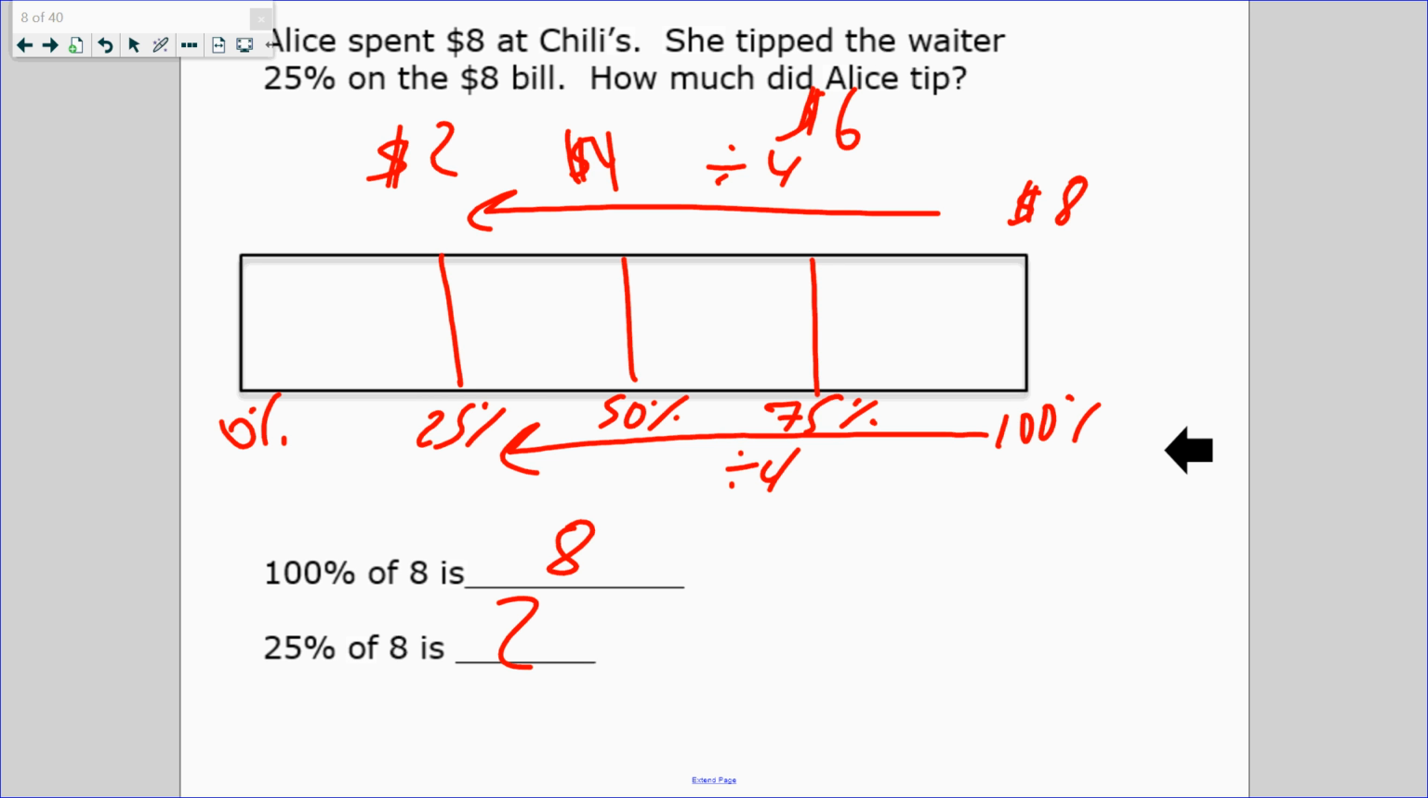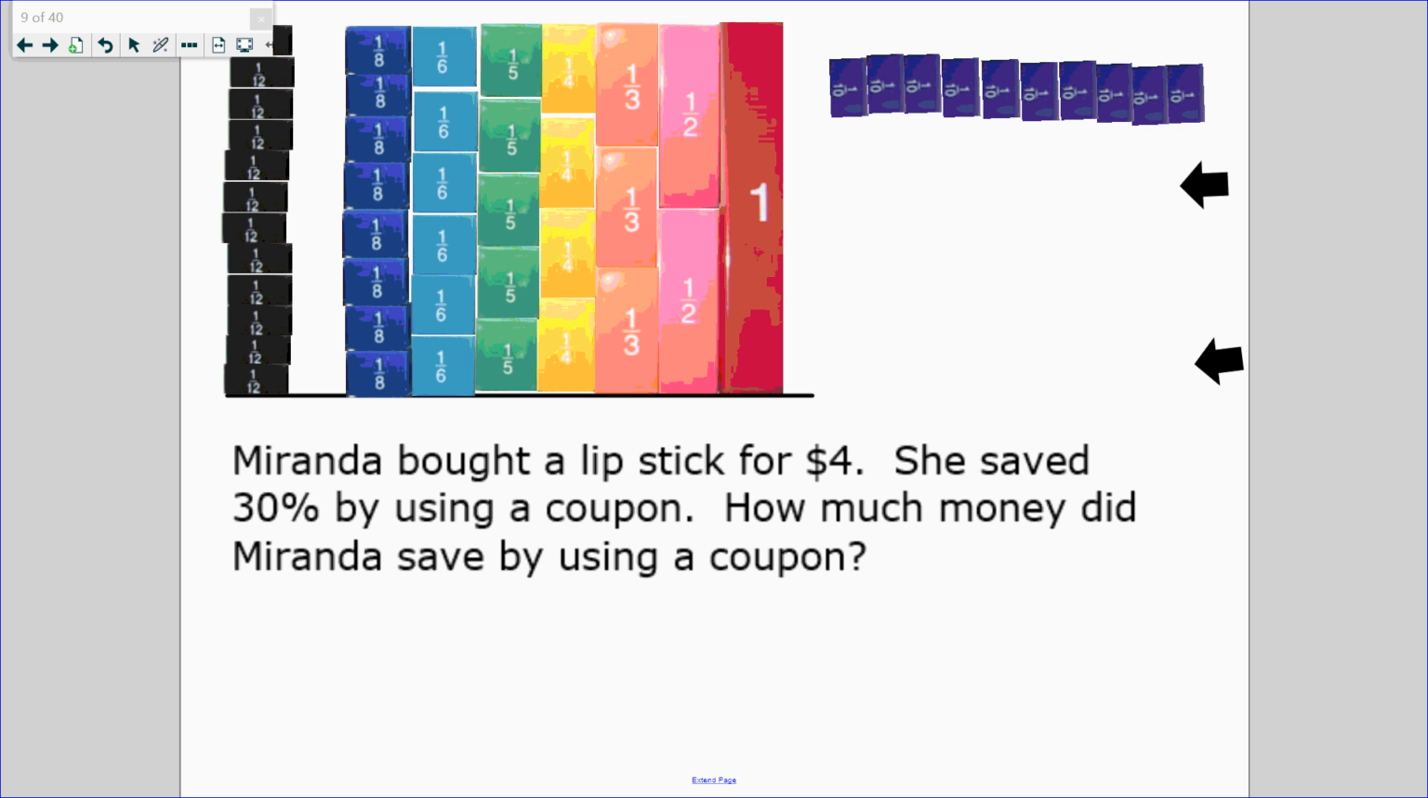So what if she tipped the waiter 75%? People have done that before. She'll give $6 in tip. And sometimes you hear people tipping 100%. So she'll give $8. Sometimes people tip 200%. That's times 2, $16.